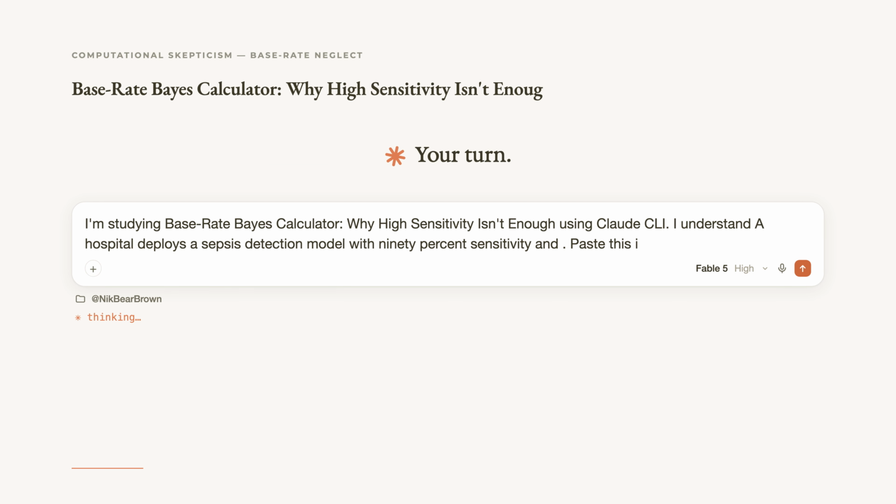I'm studying the base rate Bayes calculator: why high sensitivity isn't enough, using Claude CLI. I understand a hospital deploys a sepsis detection model with 90% sensitivity. Paste this into Claude: I want sensitivity equals 90%, PPV equals 9%, the base rate gap. Walk me through: 1. How to set up the script. 2. How to run it and verify the output. 3. How to interpret the result.